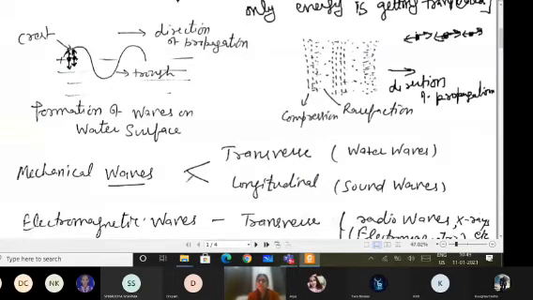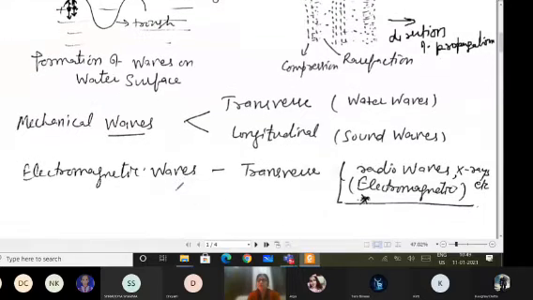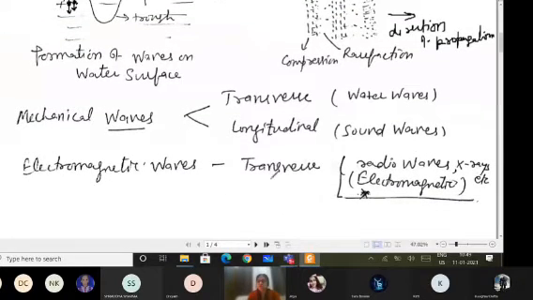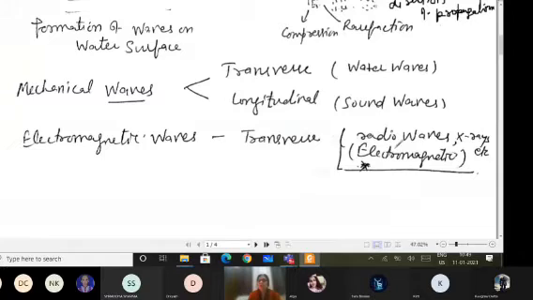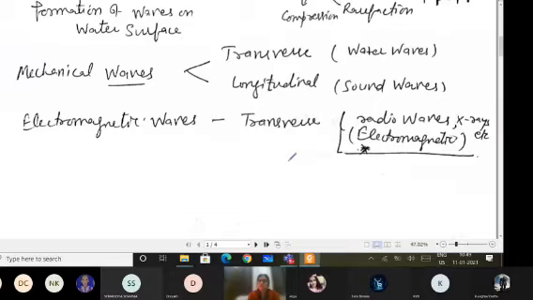which are mechanical waves, because our main concern here in class 11th is mechanical waves. So whenever I am talking about waves, I mean mechanical waves. Electromagnetic waves I will discuss in class 12th. They are always transverse in nature. They do not need any material medium, like light waves, radio waves, X-rays, but of course they can travel through a medium also. So these are transverse, meaning up and down movement is there.